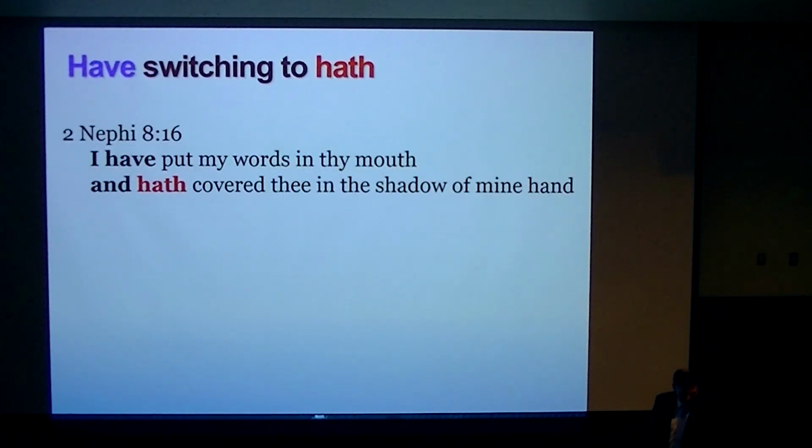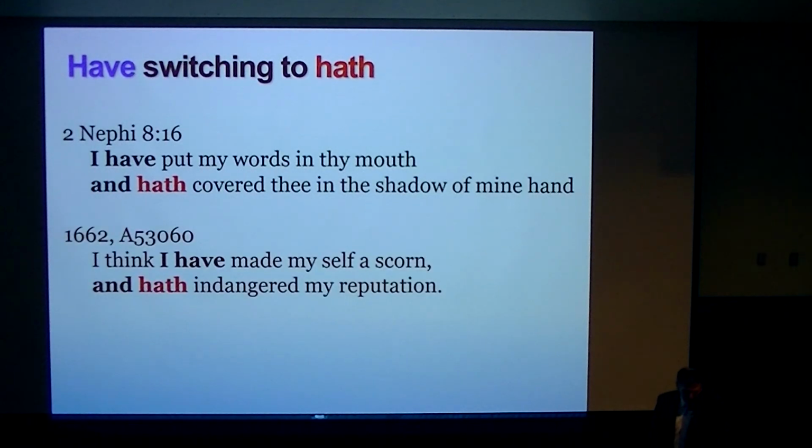Thou hast and hath. We have switching to hath. I have put my words in thy mouth and have covered thee. That's a tweak of a King James Bible passage. That's curious, but it's there. And it corresponds to 1660s examples here.